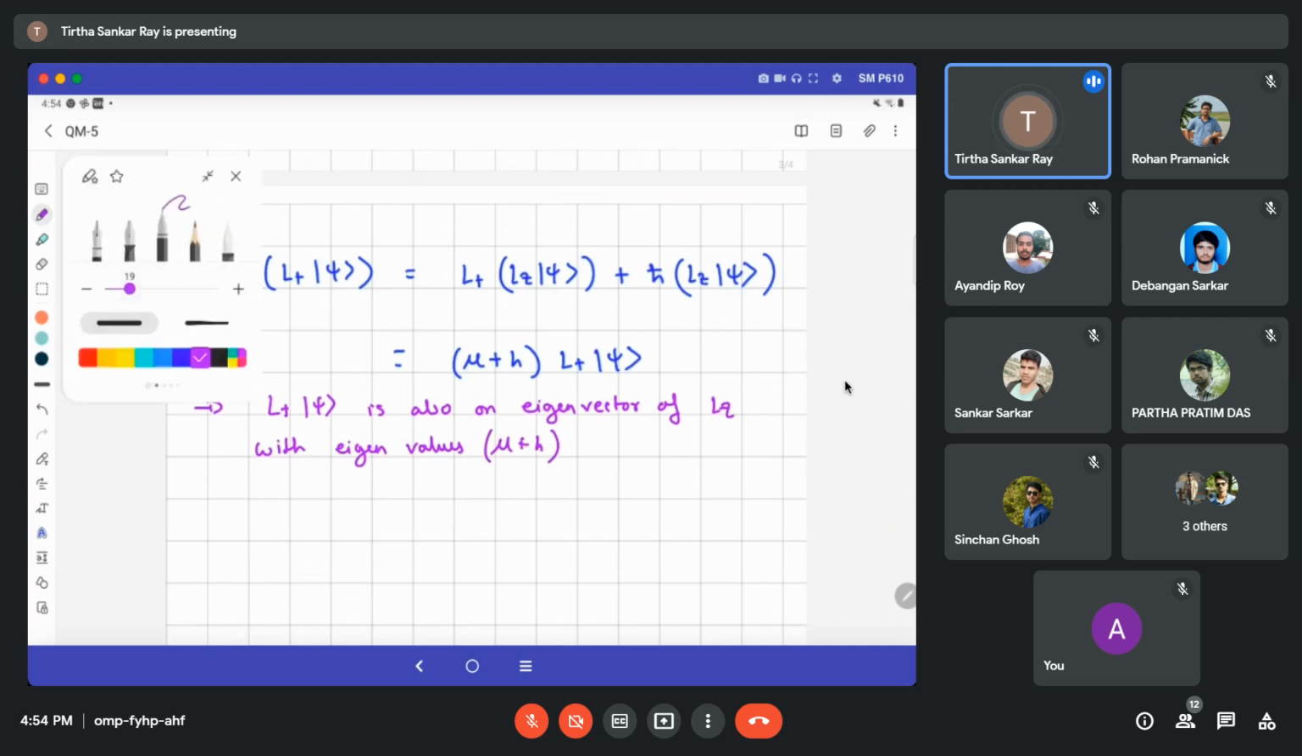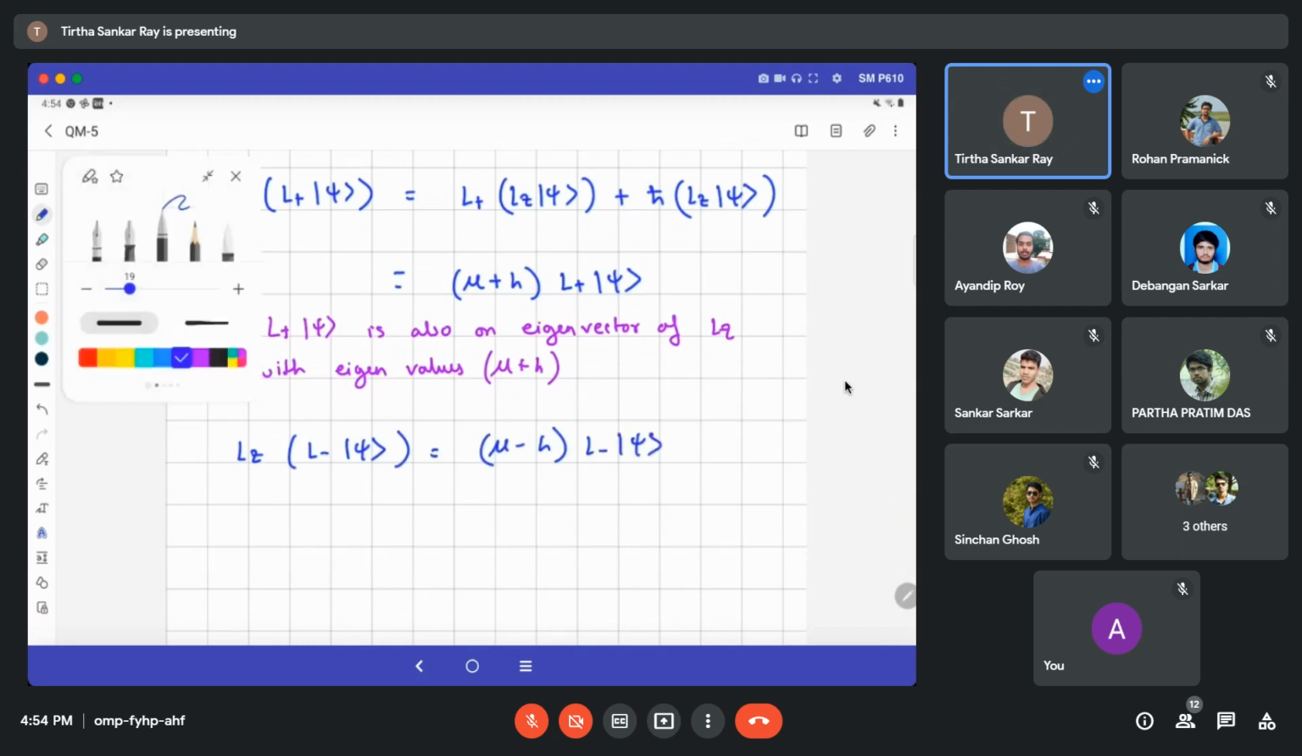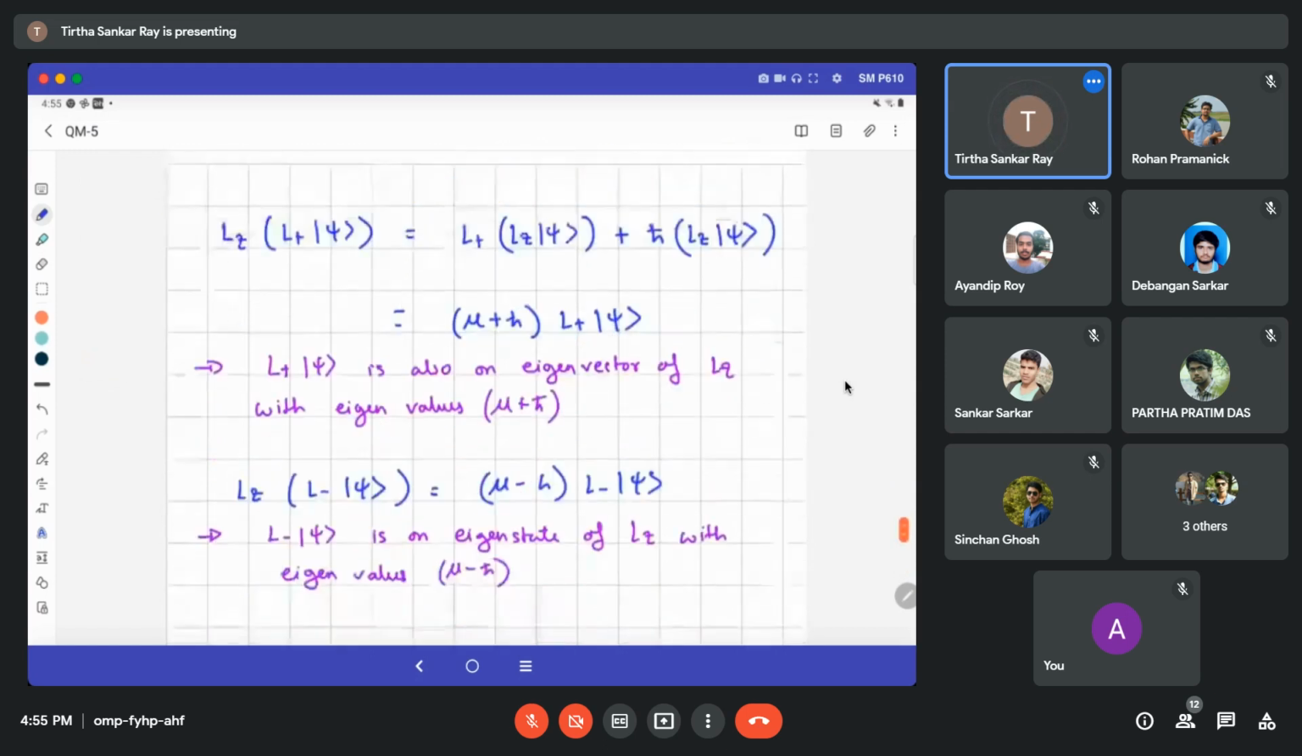I hope I do not need to work this out. It should be straightforward, because everything is just a positive sign and a negative sign and nothing more. If I now do Lz of L minus of psi, what I should get is mu minus H cross times L minus of psi, and this would imply that L minus of psi is an eigenstate of Lz with eigenvalue mu minus H cross. So what is this, H or H cut? H cut, very good, H cut. Everywhere it should be H cut. If I missed it somewhere else, yeah. Everywhere it's H cut. Okay.